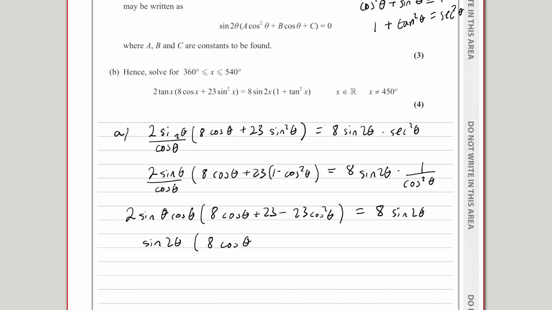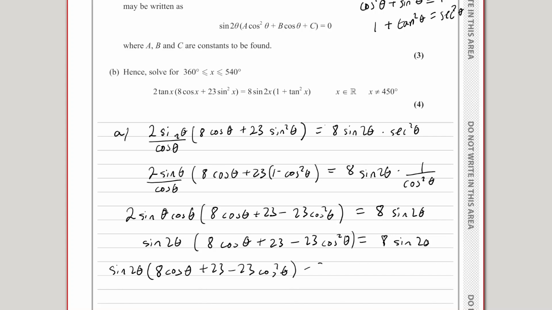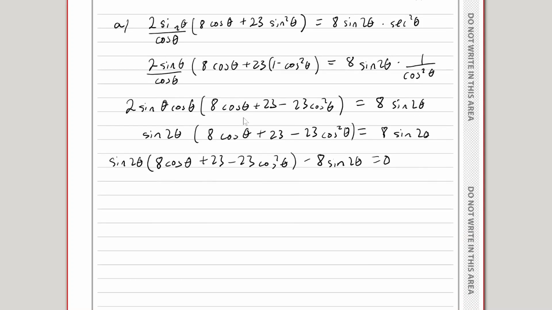What I'm not going to do is divide through by it, because I've almost got what we wanted. But if I divide through by sine 2 theta, I'll lose it. So what I want to do is take 1 away from, make it equal to 0, and then factorize out the sine 2 theta. So sine 2 theta times 8 cos theta plus 23 minus 23 cos squared theta minus 8 sine 2 theta equals 0. So I've made it equal to 0. And then I'm going to factorize out sine 2 theta.